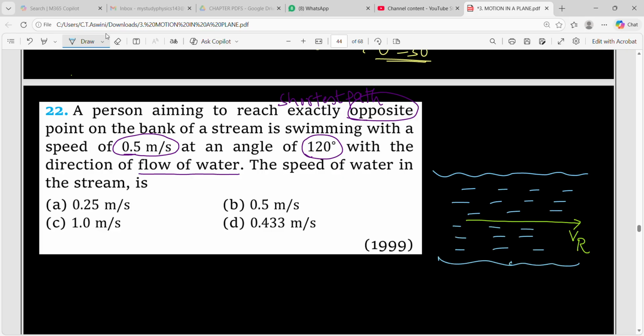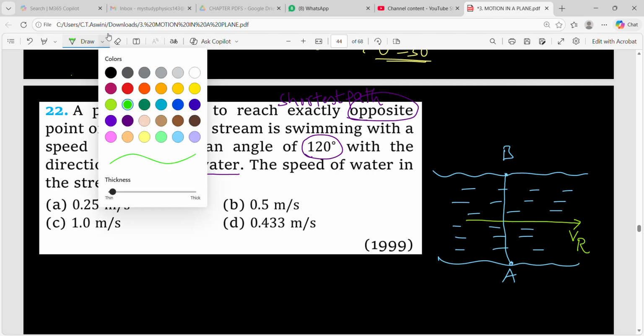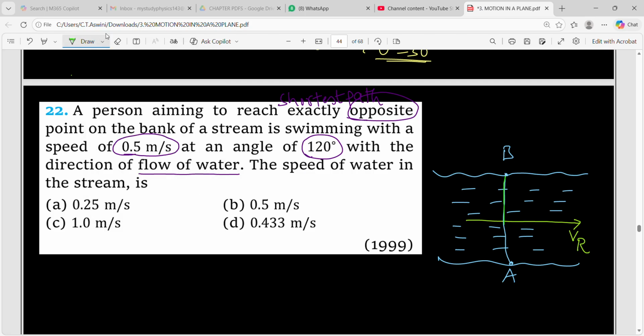So point A, point B. This is the shortest path, right? From the shortest path, the velocity of the swimmer should make an angle of theta. And here 120 is not the theta. What is theta here? It is from the shortest path. But what is the angle given here? It is 120 with the direction of flow of water.